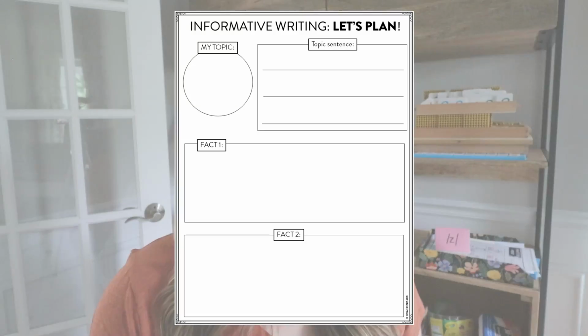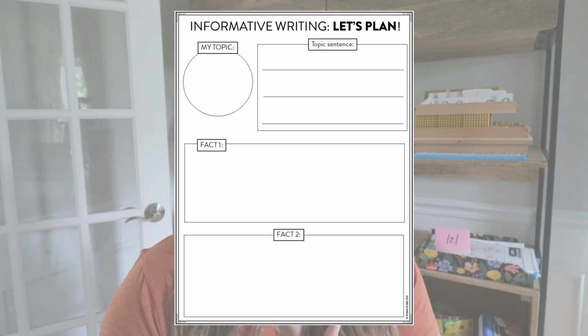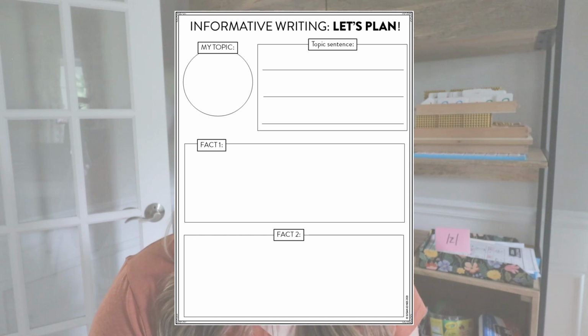And then for the informative writing planning sheet, we have my topic. This is just going to be 1 word. We have a whole space for a topic sentence because when we get to this point of writing, I will have explicitly taught them what a topic sentence should look like, and then they will go and plan that. That'll probably be 1 whole day of talking about topic sentences, coming up with different ones, brainstorming different ones, modeling different ones, and then having them go write theirs. And then again, there's spots for a different amount of facts based on the grade level.